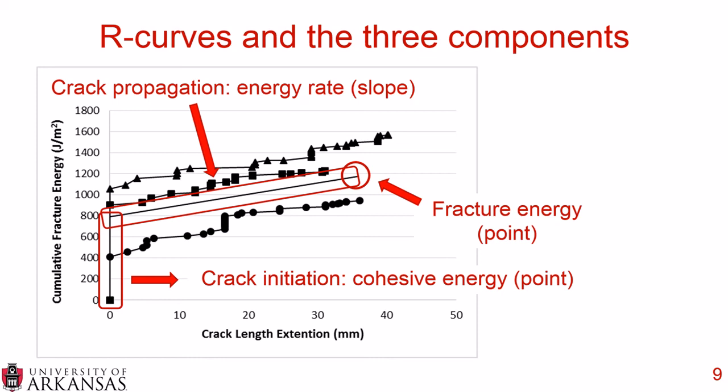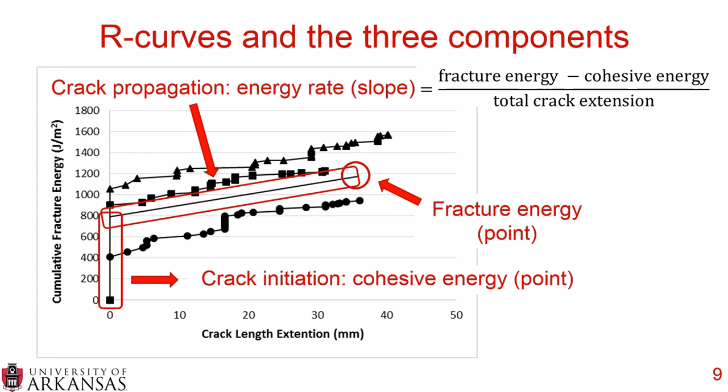Now, in order to calculate the crack propagation, you can see we obviously used some smooth data here. And what we did is we simply took the fracture energy, we subtracted the cohesive energy, and we divided it by the total crack extension. Now, the R curve was the fundamental part of Shu's dissertation, and he went into a lot of examinations of what was happening, for example, when this cumulative fracture energy just jumped up completely. But for this research here, our crack propagation, the energy rate, is simply the fracture energy minus the cohesive energy divided by the total crack extension.